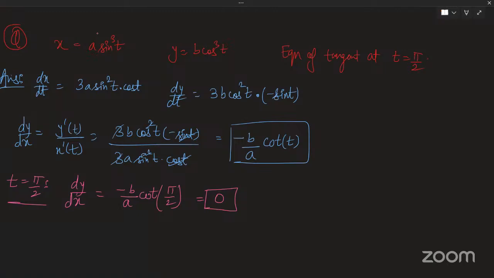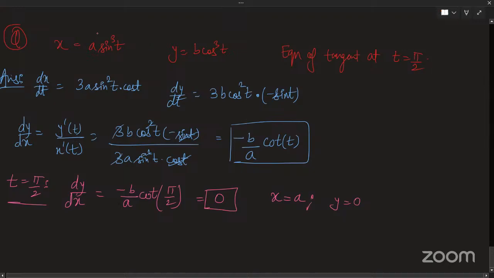And now can I know the points also? The point when t is equal to pi by 2, what is the value of x and y? Obviously I can get it. So x will be a and y will be how much? 0, sir. Y will be 0, right? Correct. X is a and y is 0.